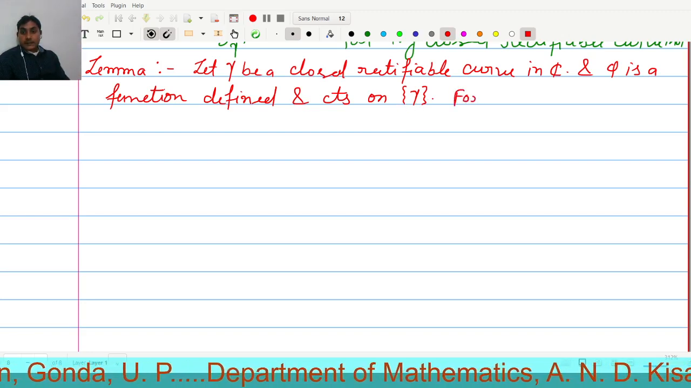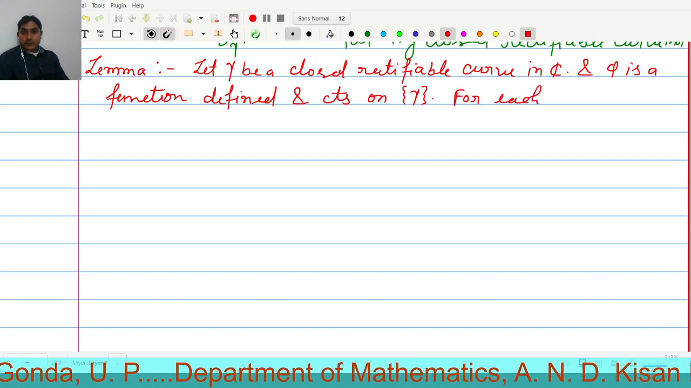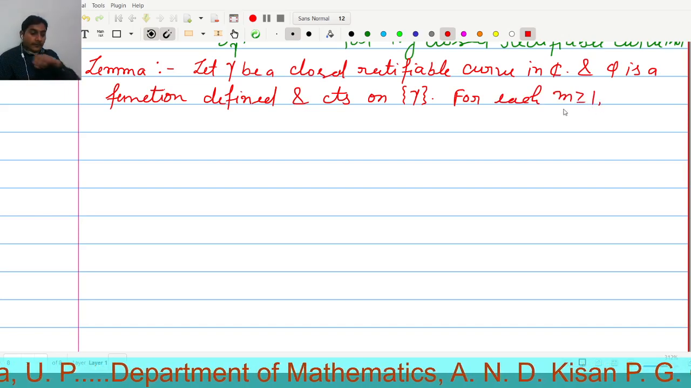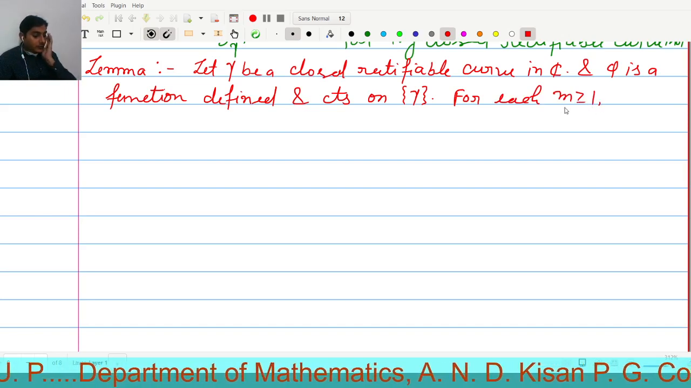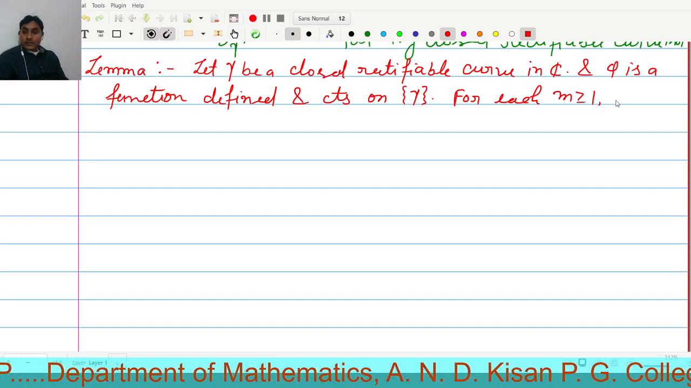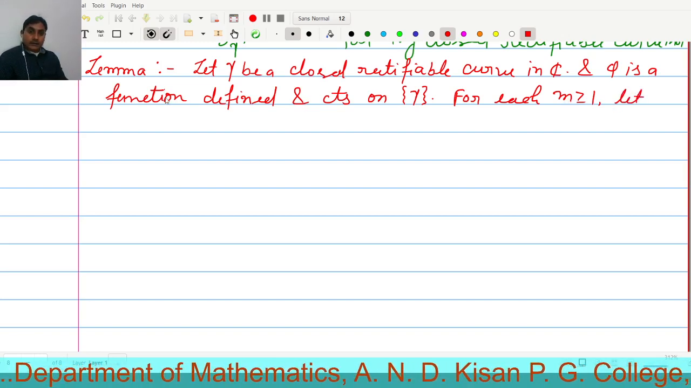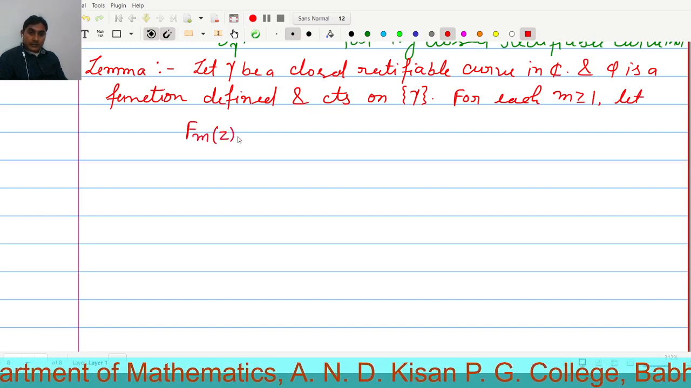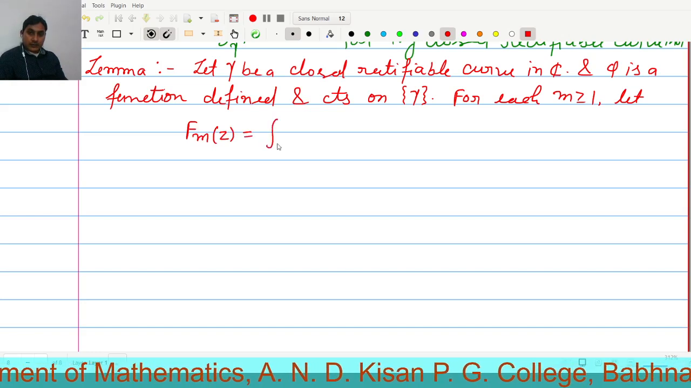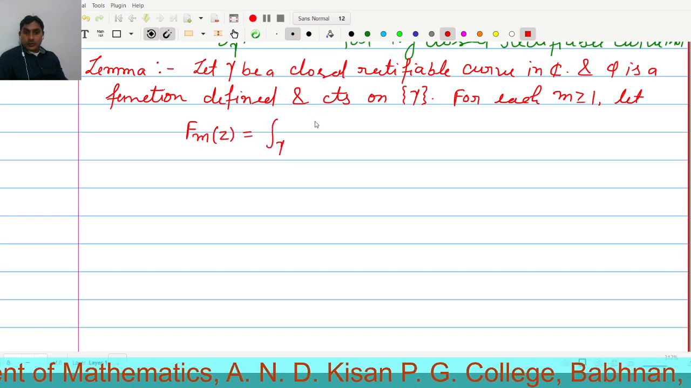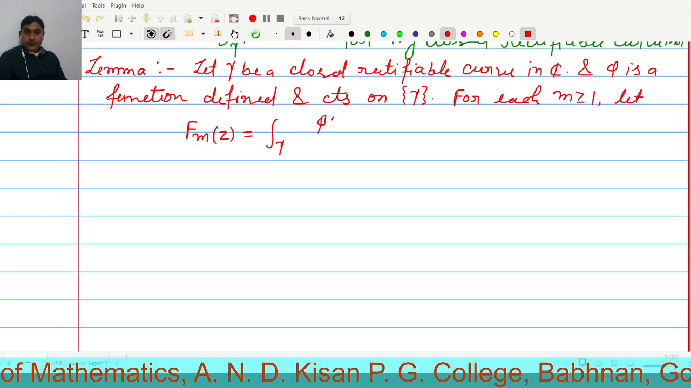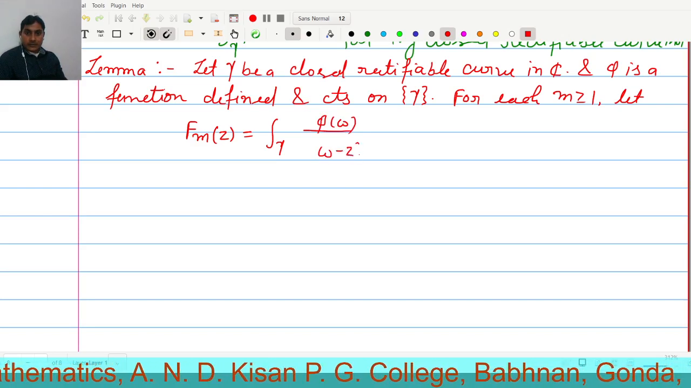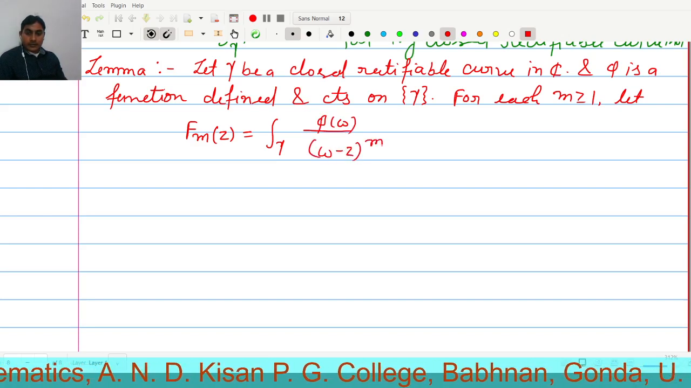For each m greater than or equal to 0, let capital F_m of z be equal to the integral over gamma of phi of w upon (w minus z) to the power m dw.